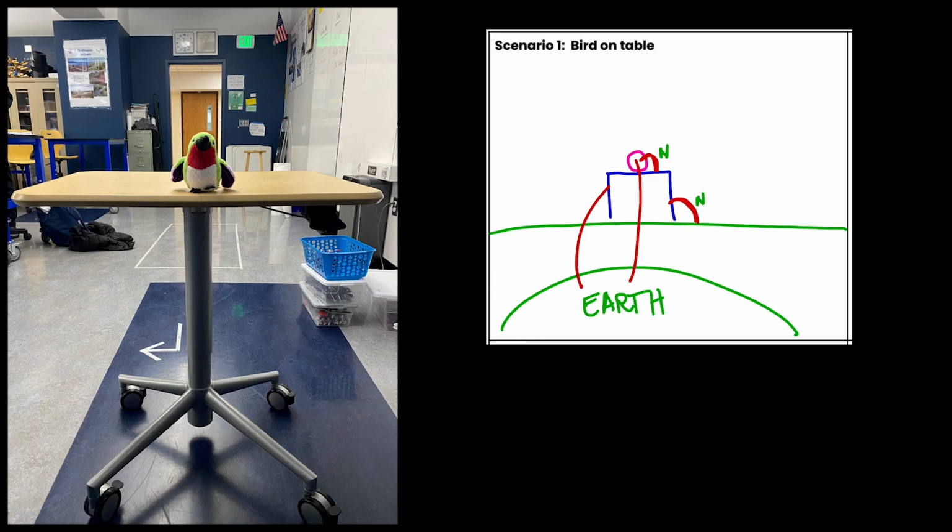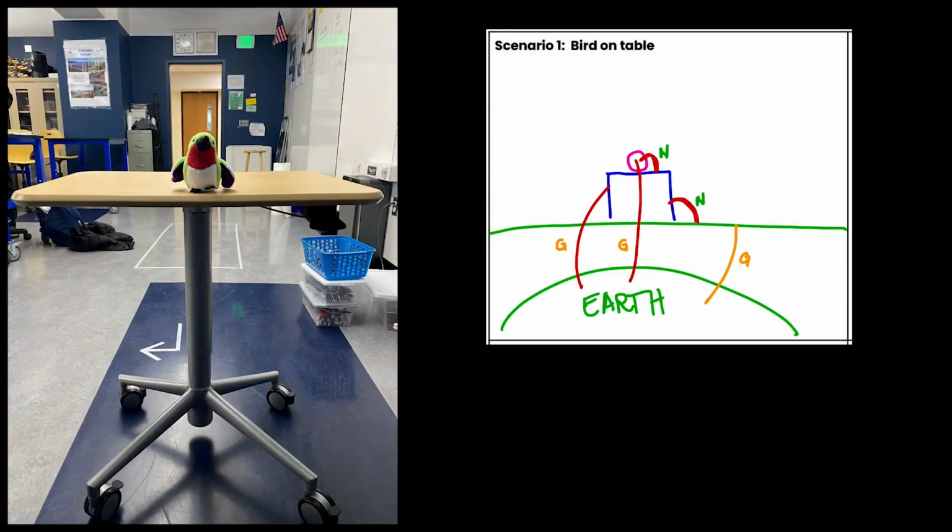And then we've got the table that is on Earth. And so that would be gravitational force. And the bird that's also on Earth, gravitational force. And if you want, technically, yes, the floor can also have an interaction with the Earth. Okay, and so that is for that first scenario, the bird sitting on the table.